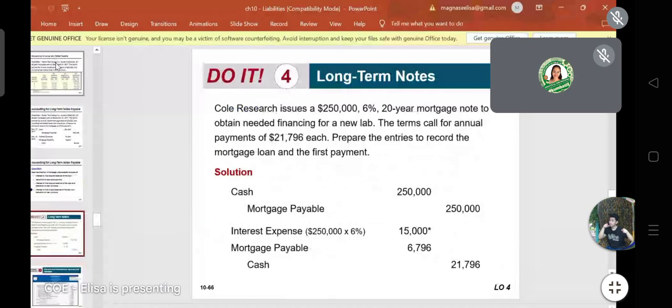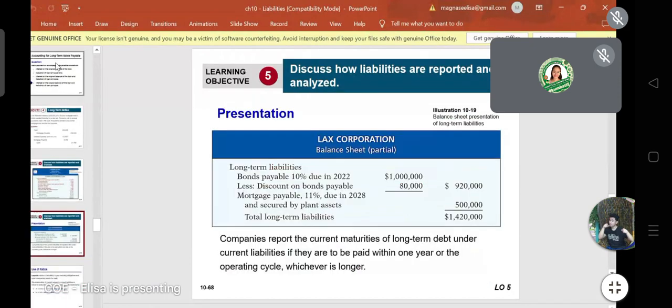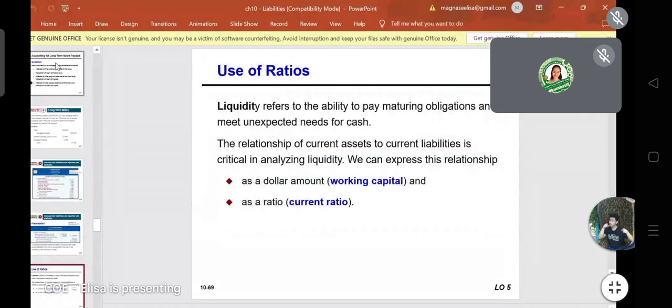So this is how we report liabilities. You have there current liabilities: short-term borrowings or notes payable, accounts payable, accrued expenses, accrued wages, customer advances, which is the unearned, dividends payable, other current liabilities, long-term debt due within 1 year. And then you have your total liabilities, the current liabilities, then stockholders' equity. So that's your total. And then with that, we can now prepare the different ratios that we need to compute.